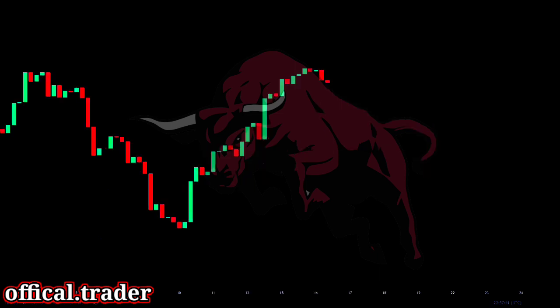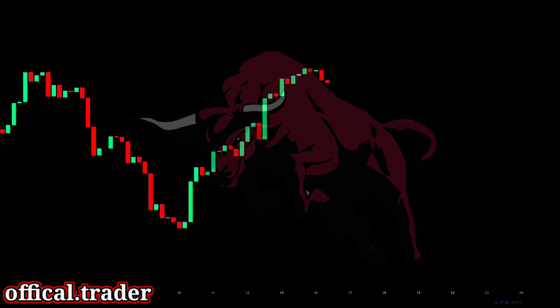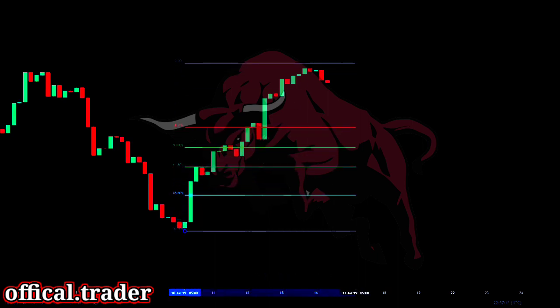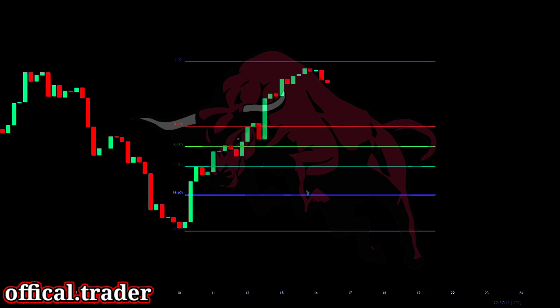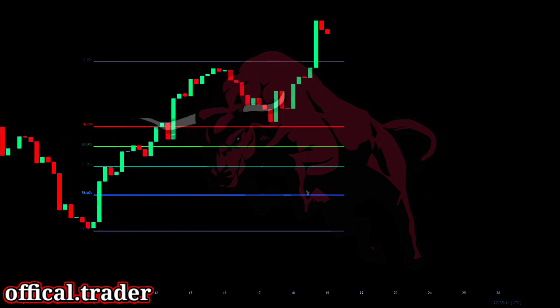However, what if the chart looks like this instead, where the price went up and made a pullback, but there are no previous key levels? How do we know when this pullback will end? And this is where the Fibonacci Retracement tool comes in. So as I plot the tool onto our chart, notice that we now have these Fibonacci-based key levels generated by the tool. And as you can see, the price hits one of the levels and bounced upwards. So it's widely known among traders that price tends to respect these levels.